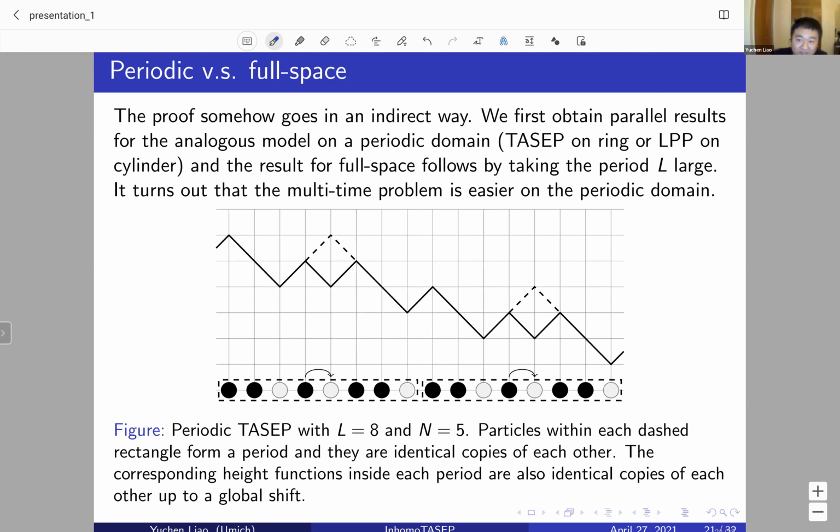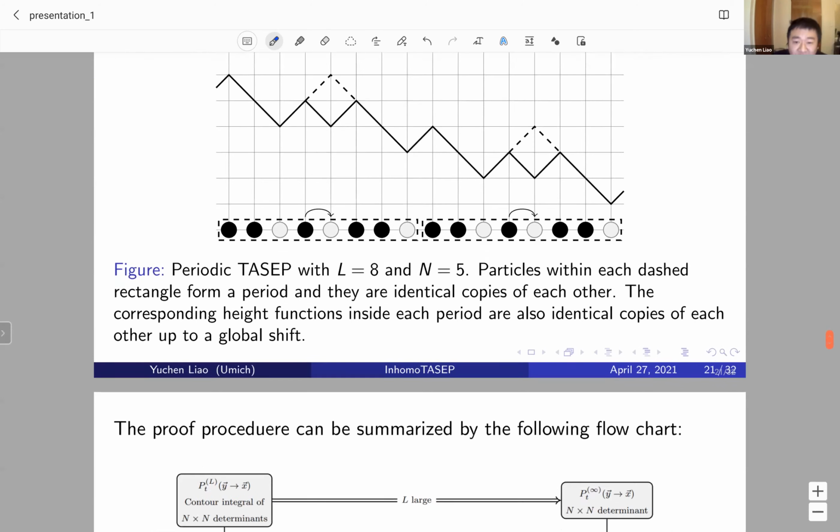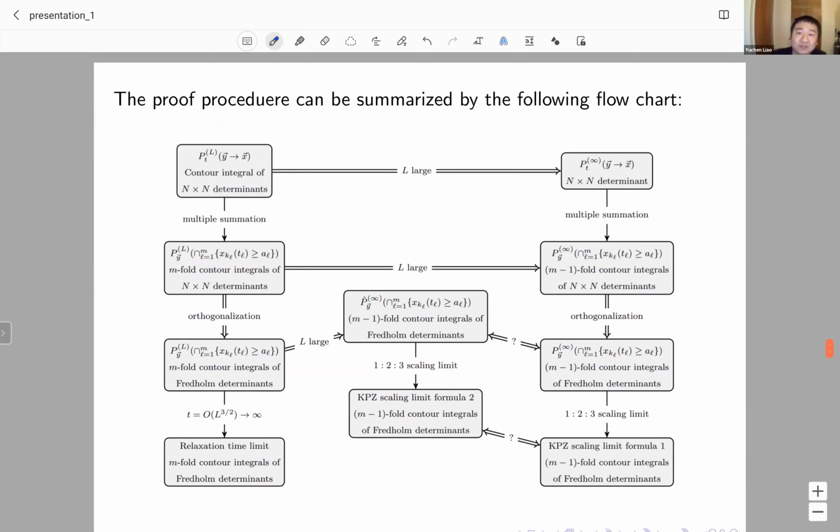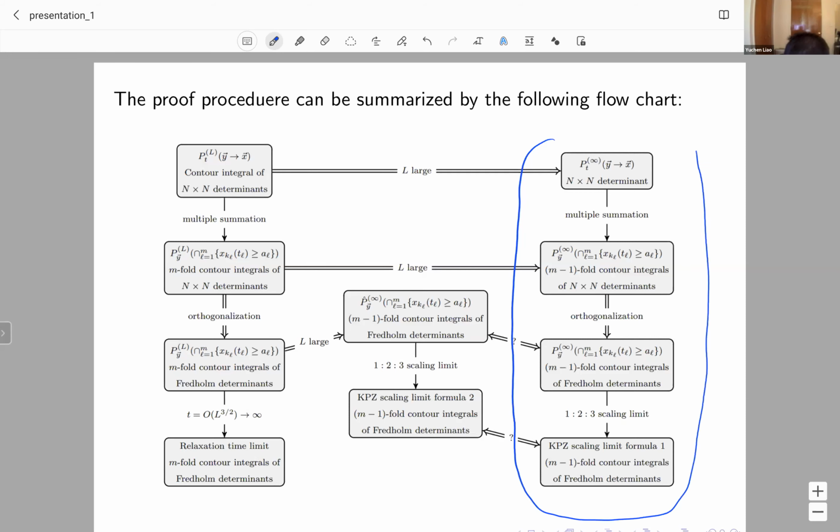So that's the comment I can give, and the whole procedure is summarized in the following diagram, which I have to explain a little bit. Essentially, the diagram looks like this. Typically, what one does to obtain this kind of multi-time formula, or to solve TASEP, is run through the four steps on the right-hand side, where one starts with some transition probability for the model, which in TASEP is an n-by-n determinant.